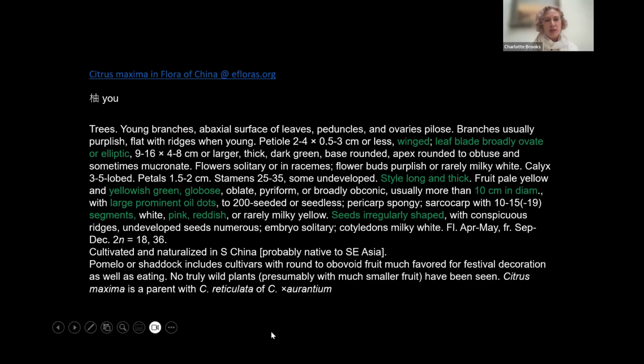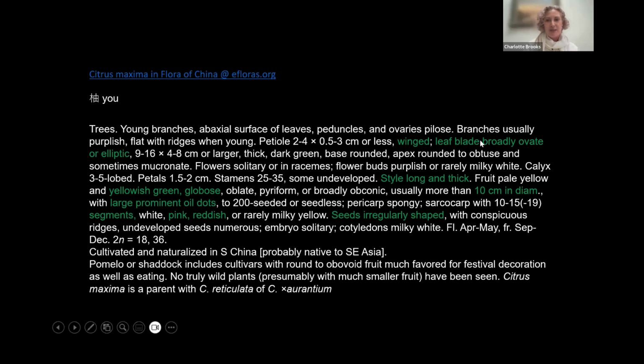I thought it might be quite interesting at this point just to give you the definition of the Citrus maxima as it appears in the Flora of China, just to reiterate the point around botanical illustration and why it's important as a tool for identification.